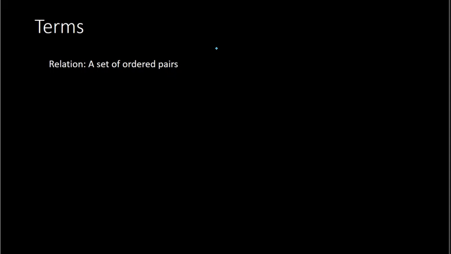Alright, so if we had a set of ordered pairs, that would look something like this. Where we have (1, -1), (2, 3), and then (4, 5), and then (6, 7). This would be an example of a set of ordered pairs because we have more than one ordered pair. We have 4 of them in this case. So this would be a relation.